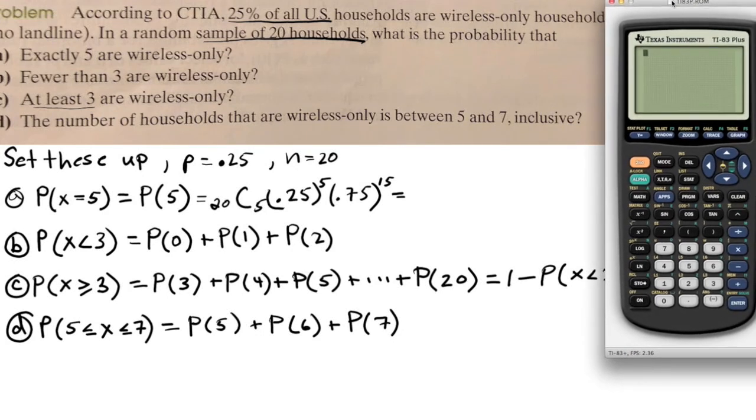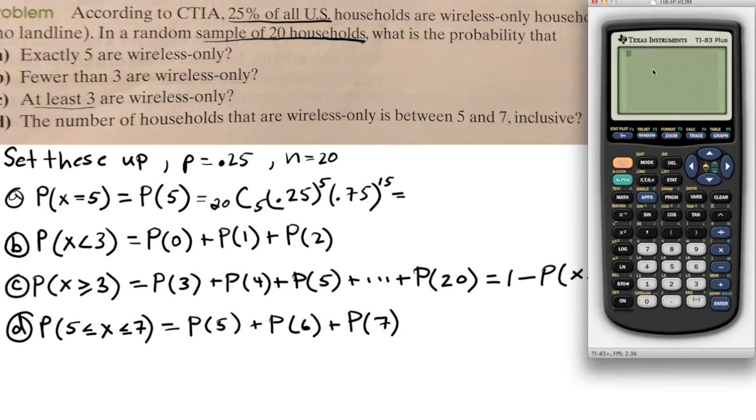Alright, so let's see if I can make this work now. Yes, I have a blinking cursor. That's good. Let's get this in the frame. Alright, so we do 20. And then remember the combination is math, probability, that's P, combination, pull that up, and that is 5. Alright, so that is 15,504.